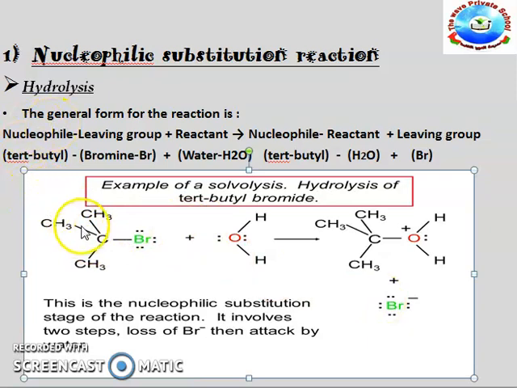See, you can see the nucleophile here, the leaving group bromine, and this reacts with water. What is the product formation? You can see the nucleophile is attached with the reactant. See, tertiary butyl attached with the water molecule. And what is the loss? The loss is the leaving group, that is bromine. Got the concept?